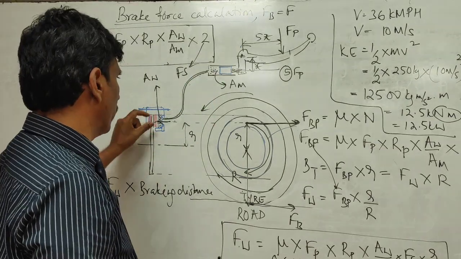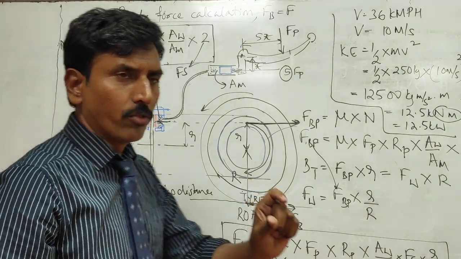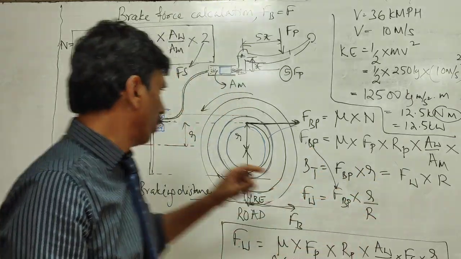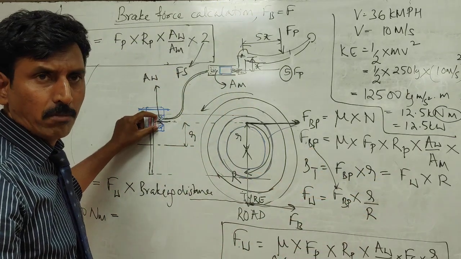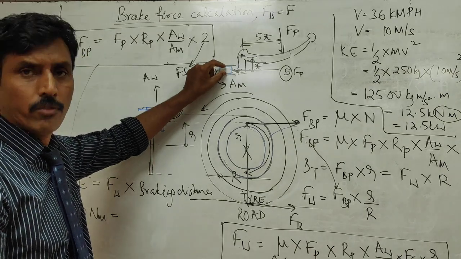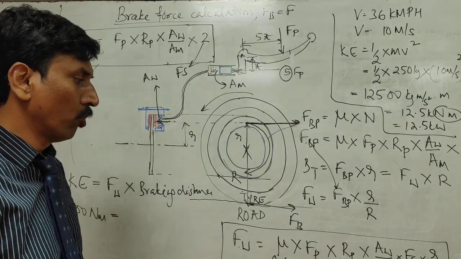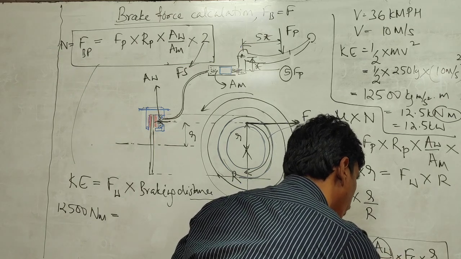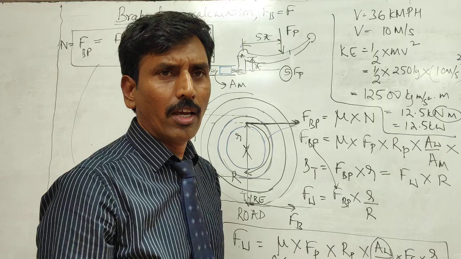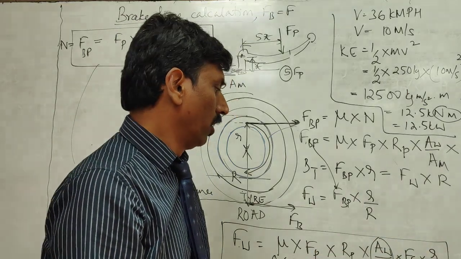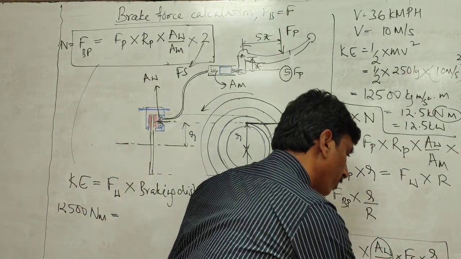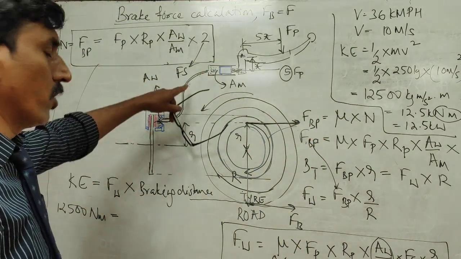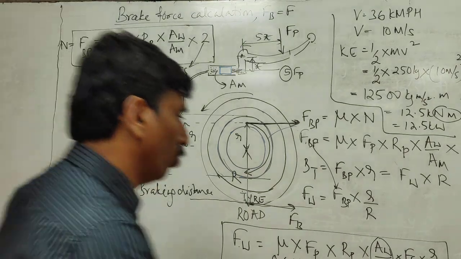Usually the wheel cylinders are larger, and suppose if the diameter increases by 2 times, the area increases by 4 times. Suppose the diameter is 4 times, that means the area is 16 times more. So you can say that this AW by AM ratio can be almost 16 times. I am taking a random value which could be guessed. And then Fs. What does this Fs stand for? That is the number of friction surfaces. The number of friction surfaces is 2 here.